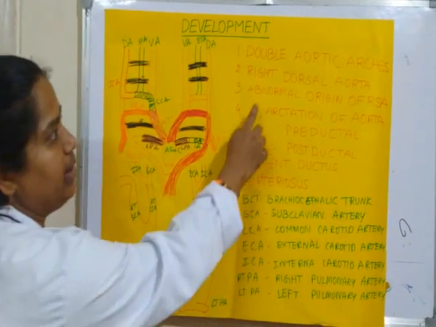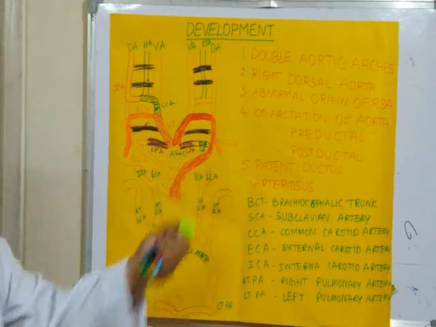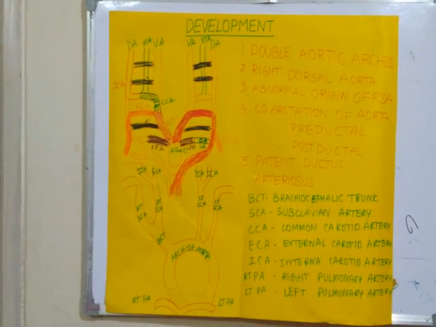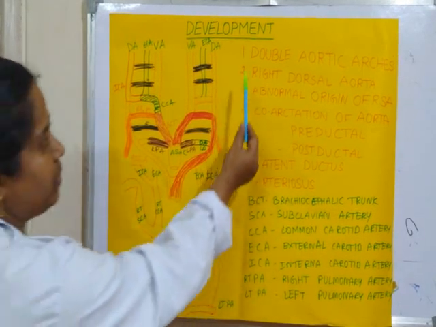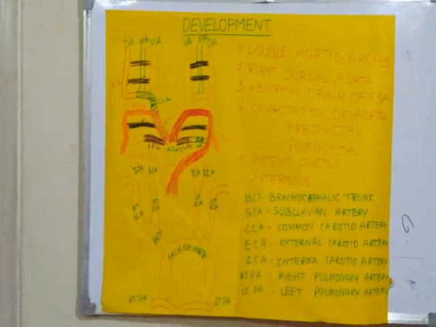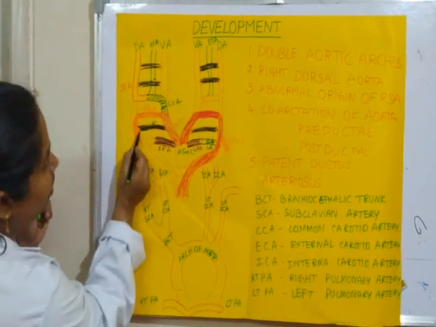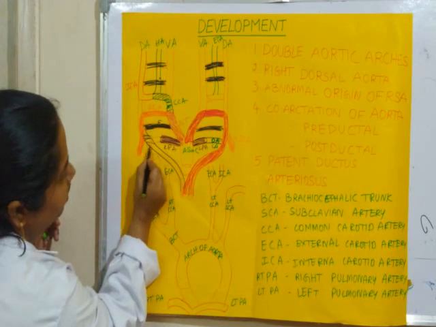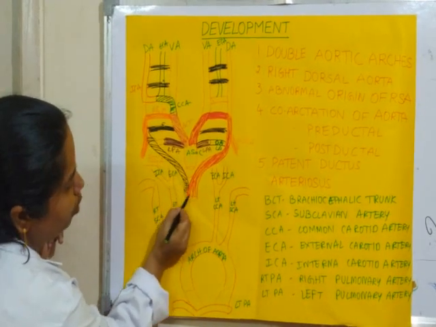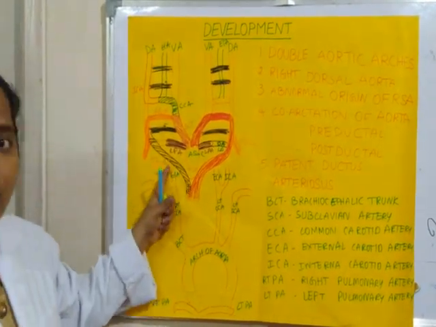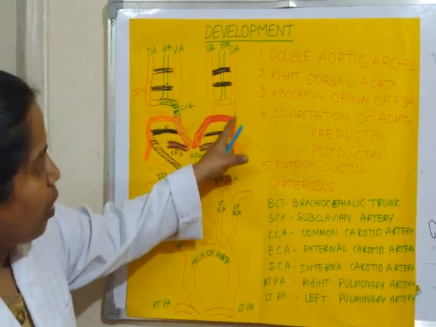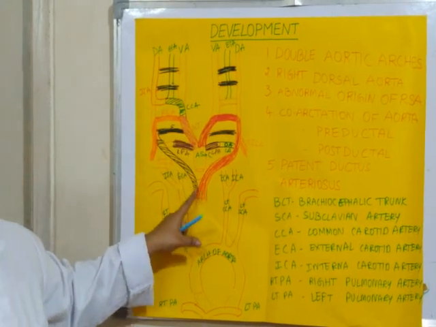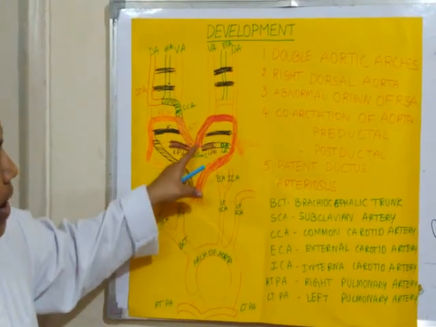So here you can see 5 important aspects I have written here. That is double aortic arch. Suppose the remaining part of the dorsal aorta, normally it gets completely obliterated. Suppose if this does not get obliterated, we will see arch of aorta on the left side as well as arch of aorta on the right side. So this is called double aortic arch.